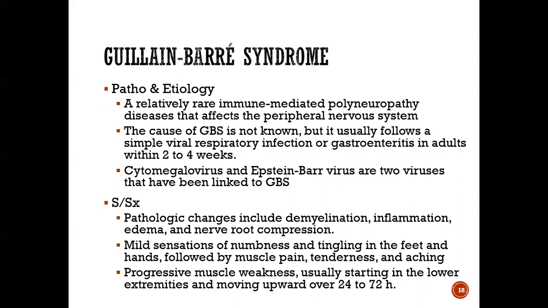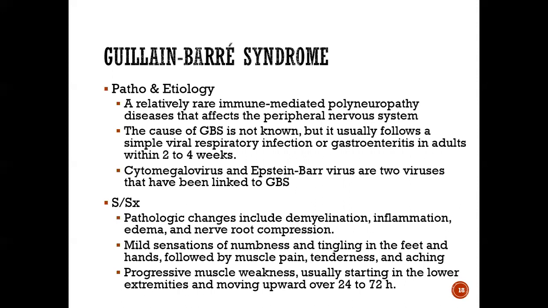Guillain-Barré syndrome, it's a relatively rare immune-mediated polyneuropathy disease that affects the peripheral nervous system. We don't know what causes GBS, but we do know that sometimes it follows a viral respiratory infection or gastroenteritis in an adult about 2 to 4 weeks afterwards. We also know that if you've had cytomegalovirus or Epstein-Barr virus, you're at an increased risk for developing the Guillain-Barré syndrome. Additionally, there is a slight tie to the flu shot and vaccinations. However, that has not been well established.